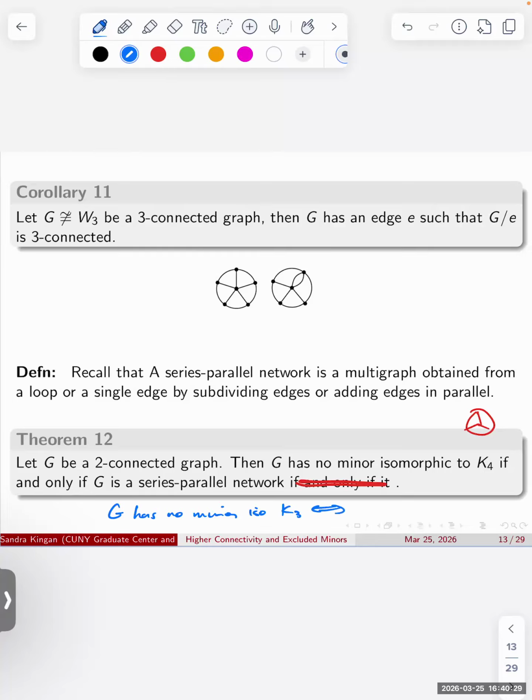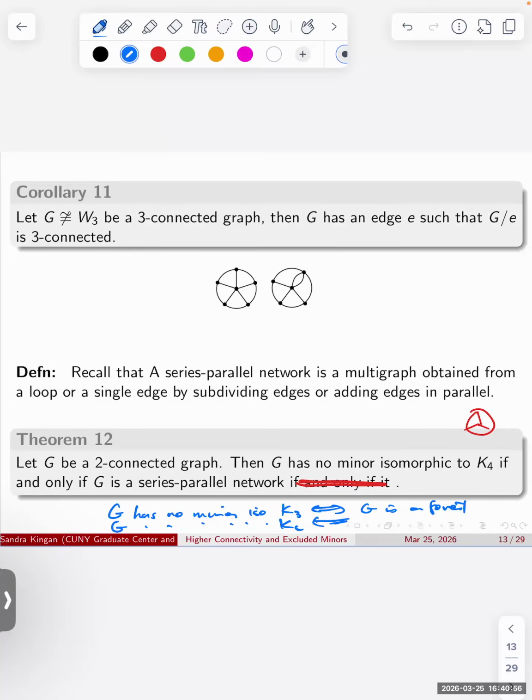If and only if G is a forest. So it's a very natural question to say, what about K4? And we have the answer here, okay? G has no minor isomorphic to K4 if and only if it is a series parallel network. This one requires all of those previous ones. So this is a non-trivial result.